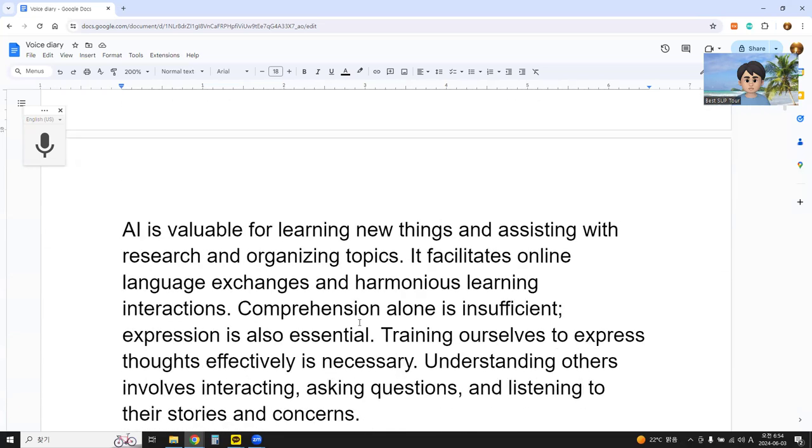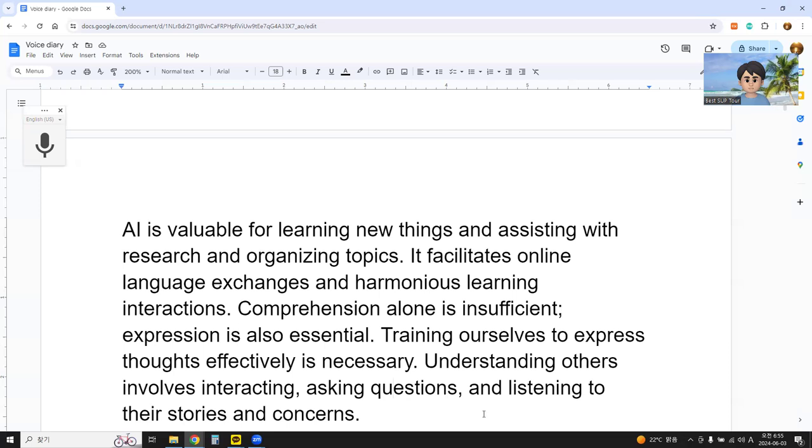AI is valuable for learning new things and assisting with research and organizing topics. It facilitates online language exchange and harmonious learning interaction. Comprehension alone is insufficient. Expression is also essential. Training ourselves to express thought effectively is necessary.